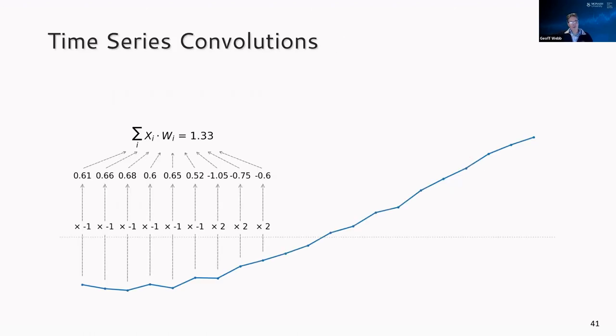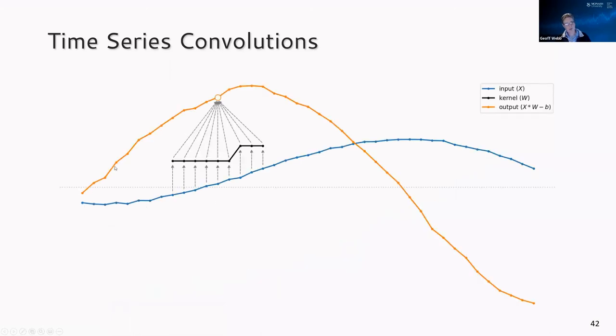So how does this work? We're going to create a random convolution. That's going to be a series of values like these: minus one, minus one, minus one, minus one, minus one, two, two, two. And we're going to run that along the series, multiplying each of these points by the values in the convolution. That gives resulting values, and we simply sum those to get a single value. When we do that, we get a new series, which is the result of all of these convolutional operations.